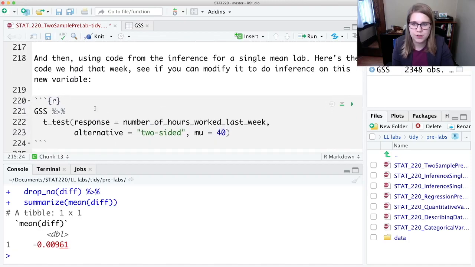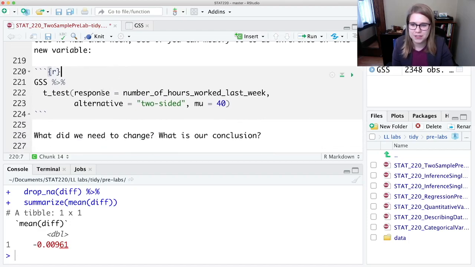So what we're going to do is basically inference for a single mean, and I went and got some code from the inference for a single mean lab, and what I'd like you to do is see if you can modify it to do inference on our new variable. Again, I'd encourage you to pause the video and try it out and then come back.